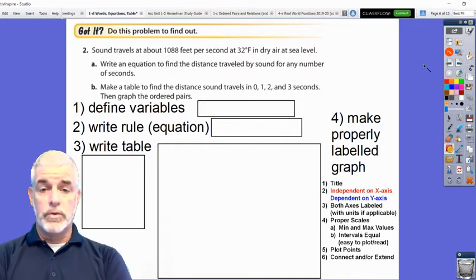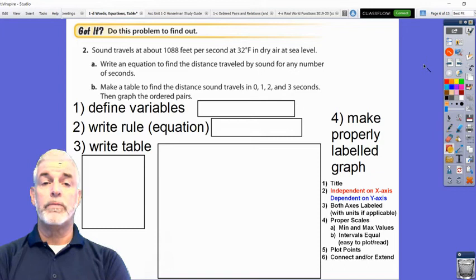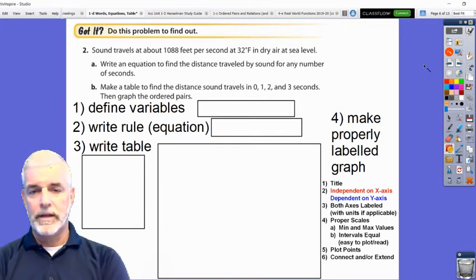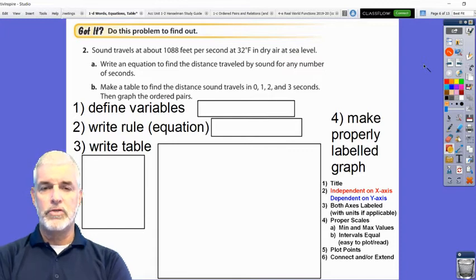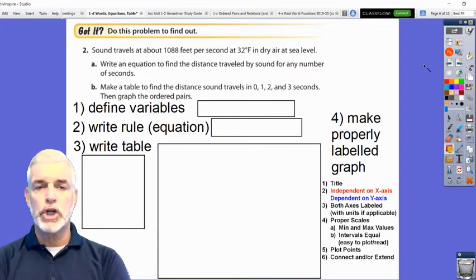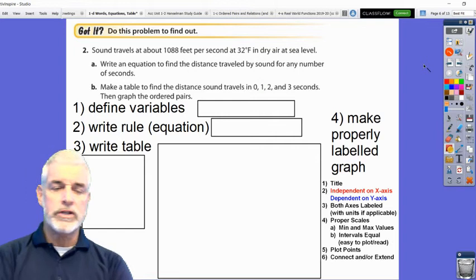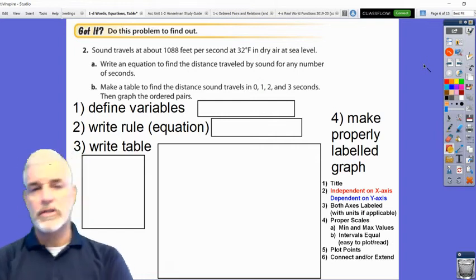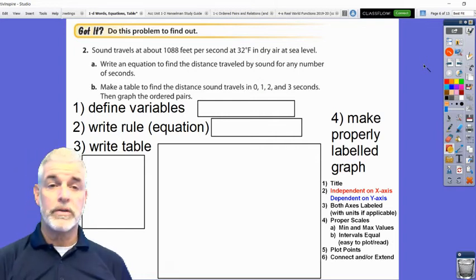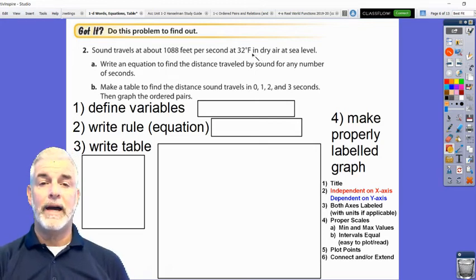So that you can do this graph. Okay. So this one talks about the speed of sound. Sound travels at 1,088 feet per second at 32 degrees in dry air at sea level. Right. Obviously the change in humidity and temperature and altitude changes the density of air, so that changes the speed of sound. So this is the speed of sound at 32 degrees, dry, zero humidity at sea level.